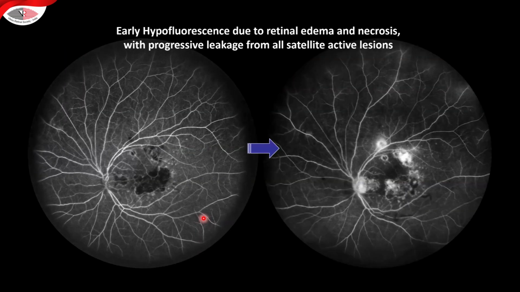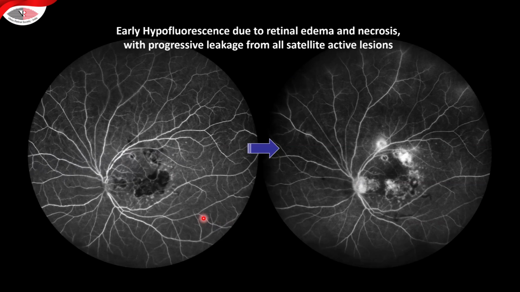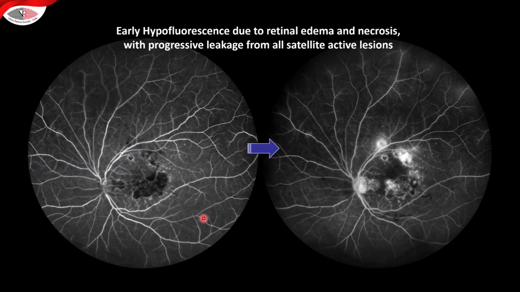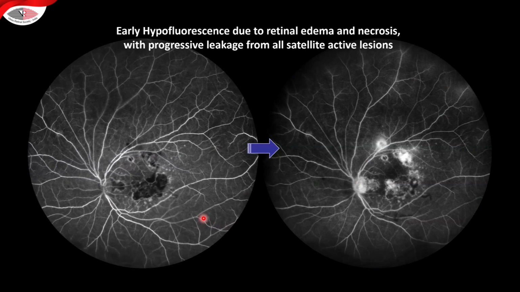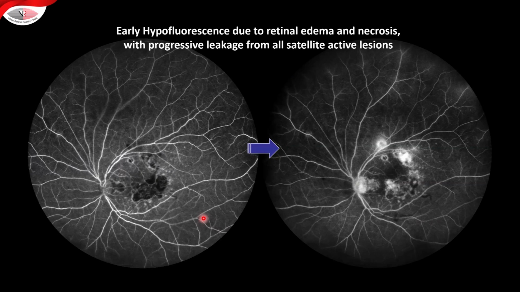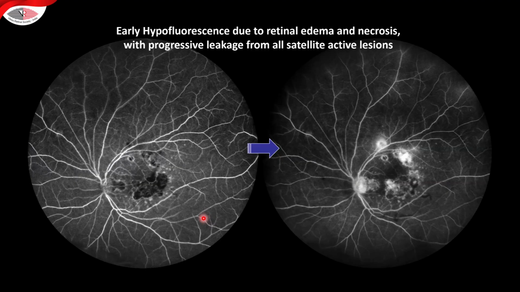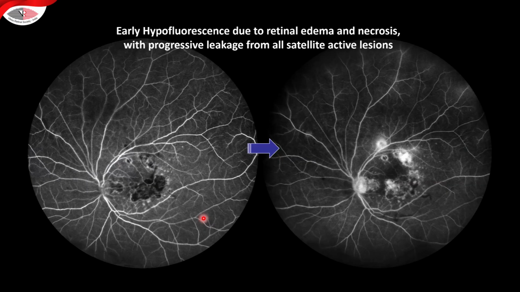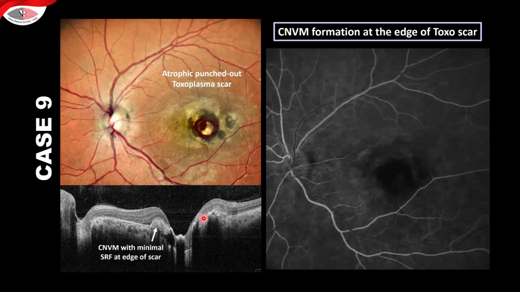When you do a fluorescein angiography, there will be an early hypofluorescence due to the retinal edema and necrosis with progressive leakage from all satellite active lesions which might be there. They need to be given a full course of anti-toxoplasma, and once they are near the macula, you should always give steroids. We at times also add Ozurdex if there is a macular involvement alongside giving anti-toxo regime.